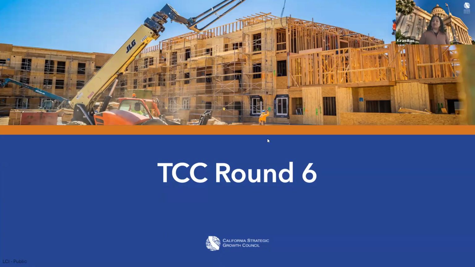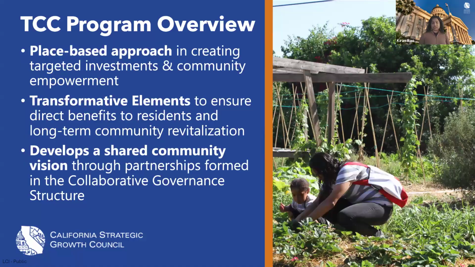Now let's get into some further details from the Transformative Climate Communities program. As mentioned previously, we encourage applicants to review the Round 6 guidelines to scaffold the information in this webinar. TCC's vision is centered on a place-based approach with a focus on funding neighborhood plans in the most disadvantaged communities in the state. Interventions are created for the community by the community.